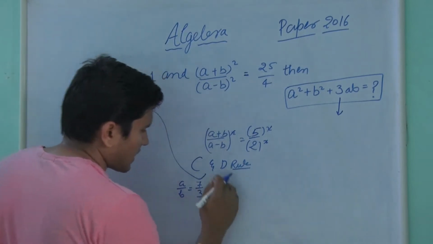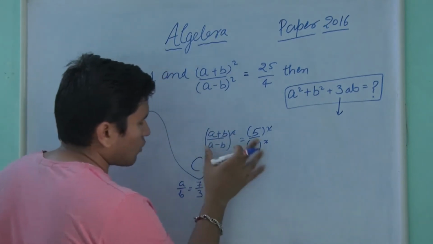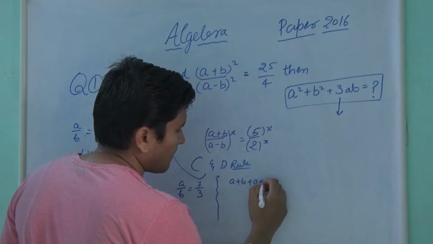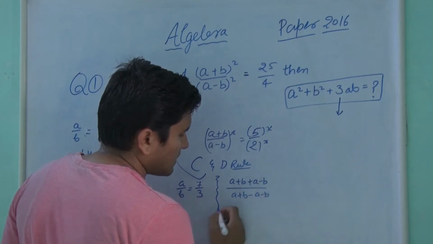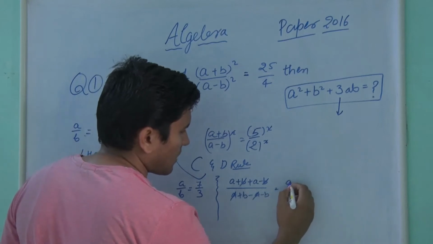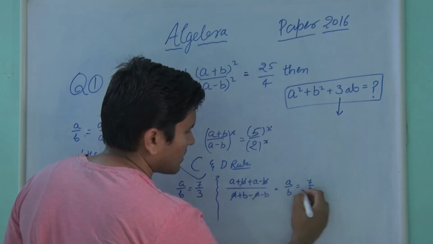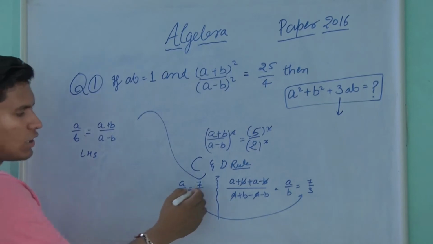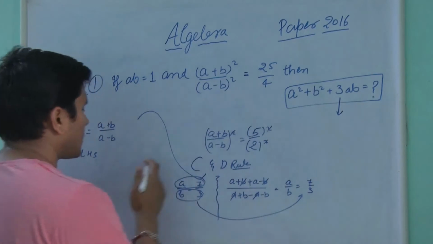I can also show you how this comes. It is (A plus B) plus (A minus B) upon (A plus B) minus (A minus B); then B cuts with B, A cuts with A, and you get A upon B equals (5 plus 2) 7 upon (5 minus 2) 3. So this is the same situation. You can take out the value of A as 7 and B as 3. Put the values of A and B in the equation.